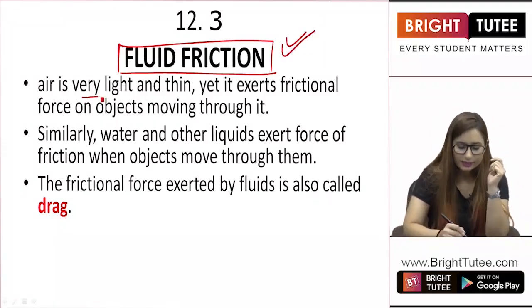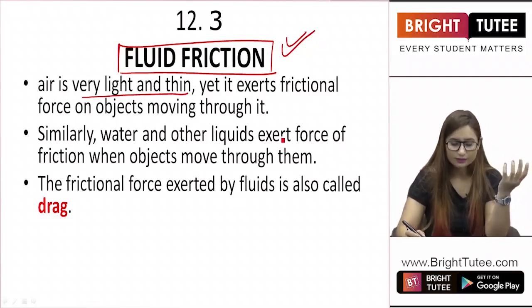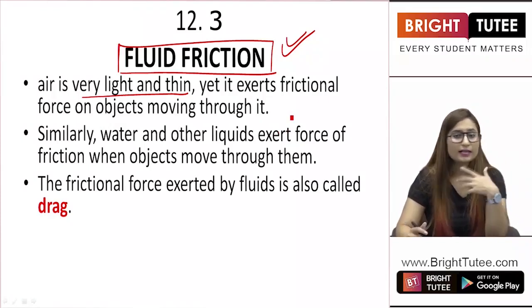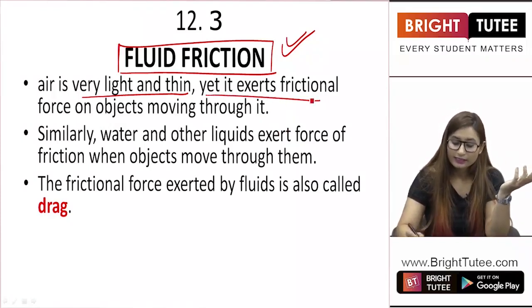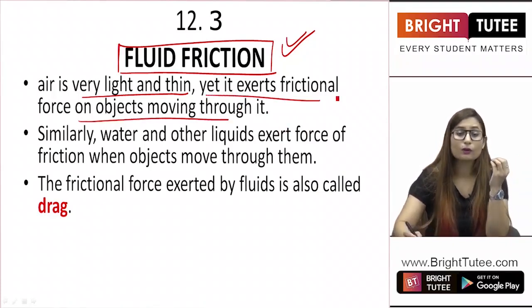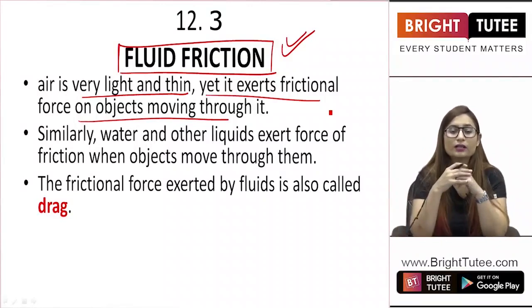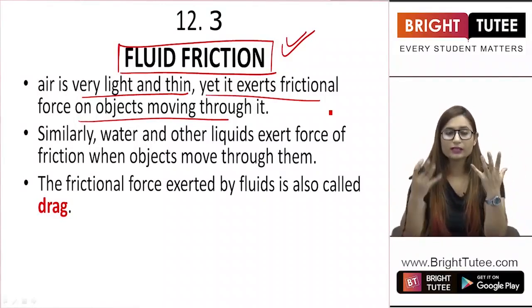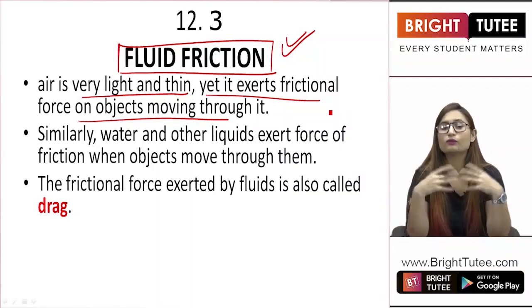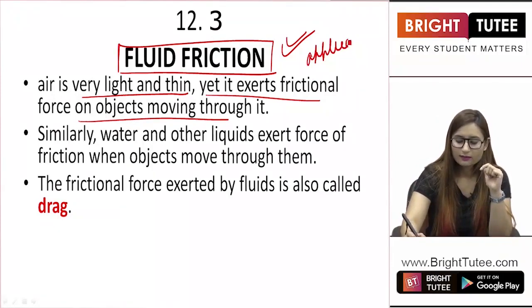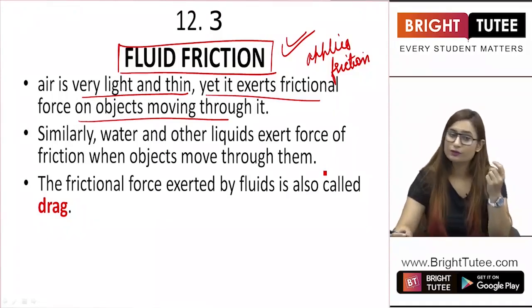Now you know that air is very light and thin. The air around us, the atmosphere, basically is very light and thin. It is much less dense than our bodies, than our objects. Air is very thin, yet it exerts frictional force on objects moving through it. When you walk on a road and there is wind blowing, it is very difficult for you to walk in the opposite direction of the wind, because that wind tries to stop you, right? That wind applies some force due to which you are not able to walk very fast. This is because air also applies friction.